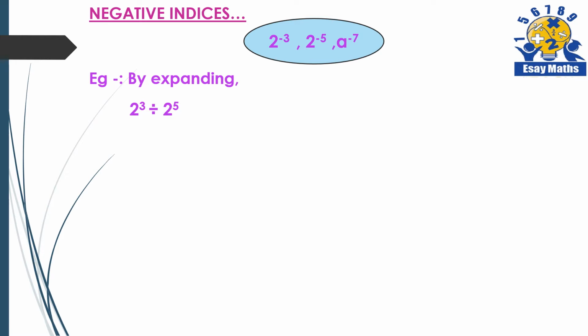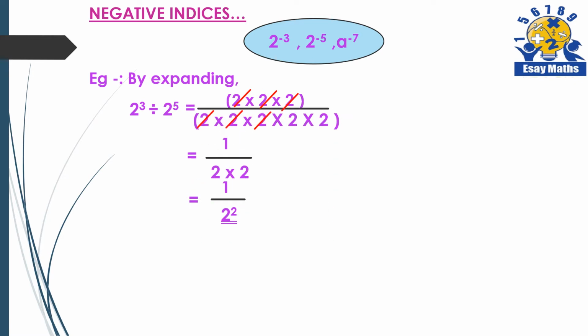Now we are going to solve this question using the expanding form. 2 to the power 3 means 2 into 2 into 2. It should be divided by 2 to the power 5. It means 2 should be multiplied 5 times by the same number 2. Then you can remove the factors. Then you will obtain 1 over 2 into 2. You can express it as a power. It means 1 over 2 to the power 2. And that is the answer.